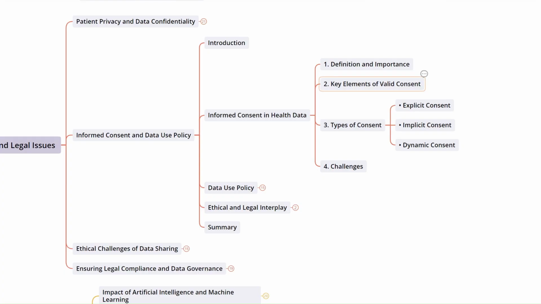Next, key elements of valid consent. These include clear explanation of what data will be collected and for what purposes, and information about potential risks, benefits, and data sharing partners. Patients' capacity to understand and voluntarily agree, and right to withdraw consent at any time.